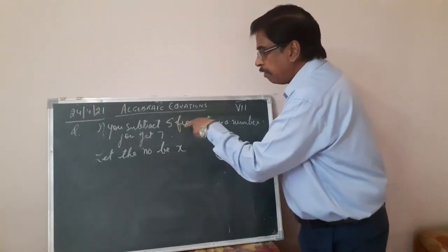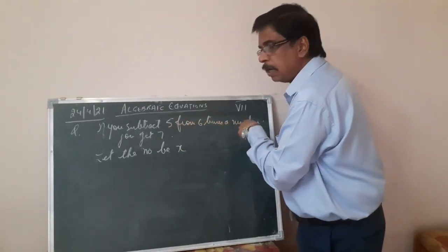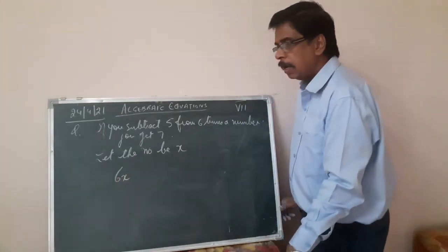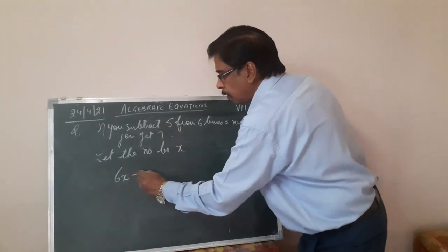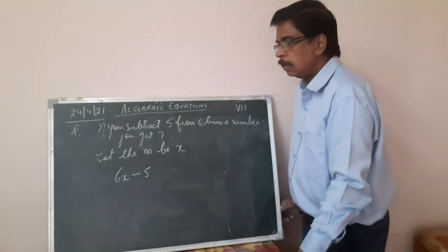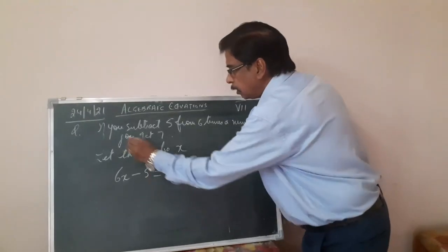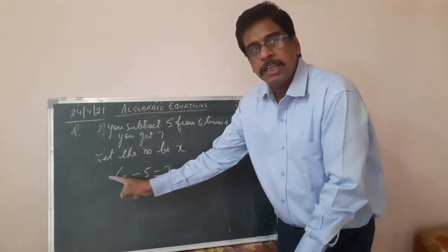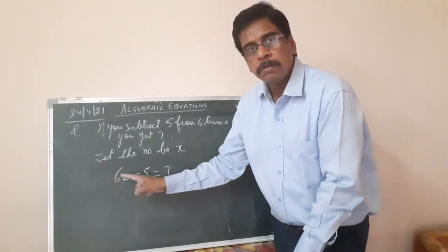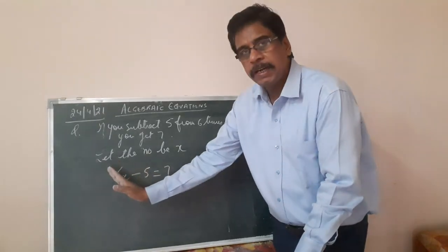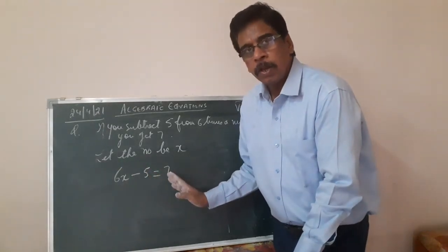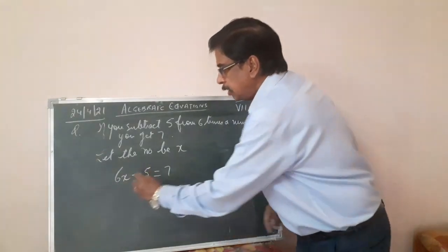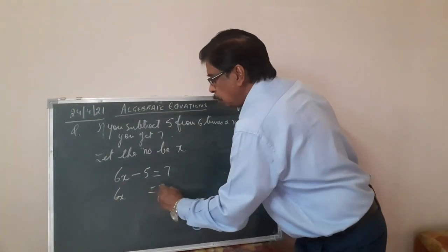If you subtract 5 from 6 times the number, so 6 times the number becomes 6x. And you are subtracting 5 from it, minus 5. We get, how much we get? We get 7. So we have formed an algebraic equation with the left hand side and the right hand side. Now we can find the value of this variable. Write 6x as it is equal to 7.